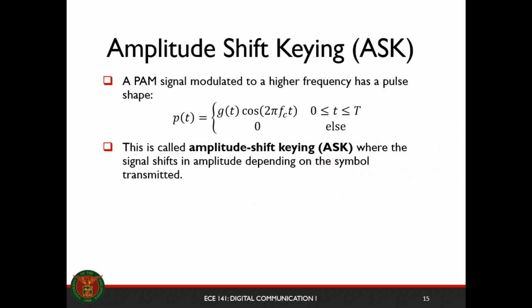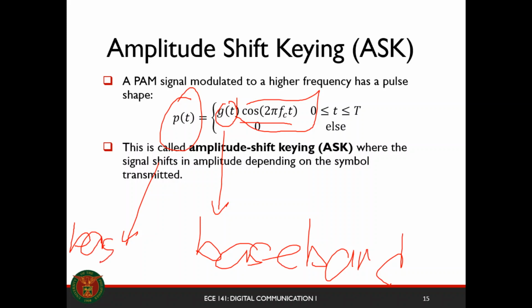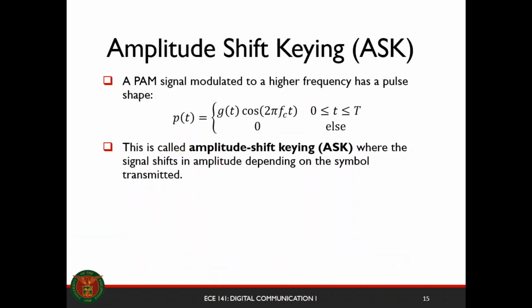That is where amplitude shift keying enters. Our pulse will be modulated by a carrier cosine 2πf_c t. So this g(t) is what we call the baseband pulse. And since it is modulated by your cosine 2πf_c t, that makes this a bandpass or passband pulse.